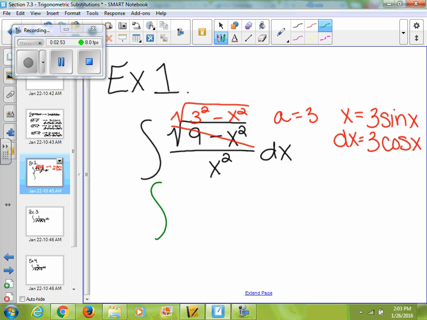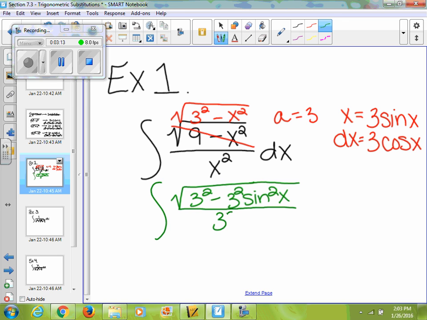So if I start with all of my substitutions, this is going to be the square root of 3 squared minus 3 squared sine squared of x, because that x is squared, divided by 3 squared sine squared of x, because again that x is squared, and my dx is 3 cosine of x.